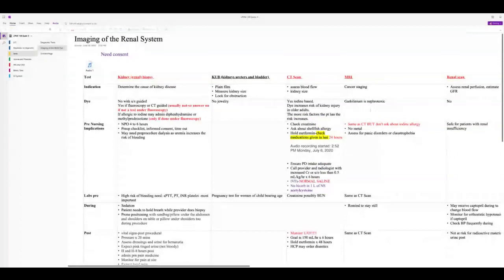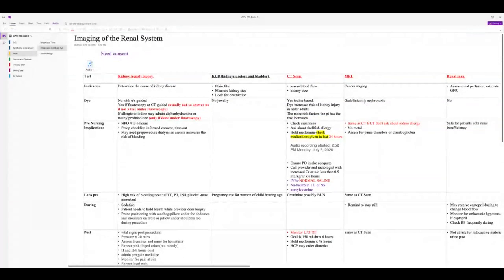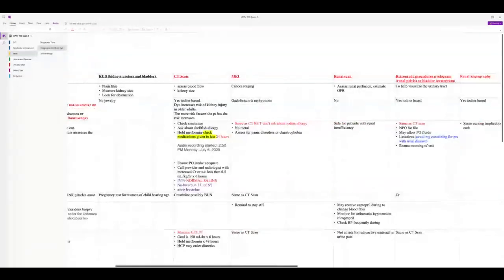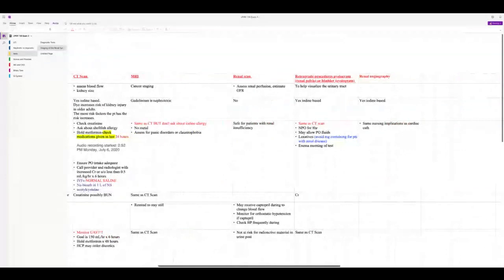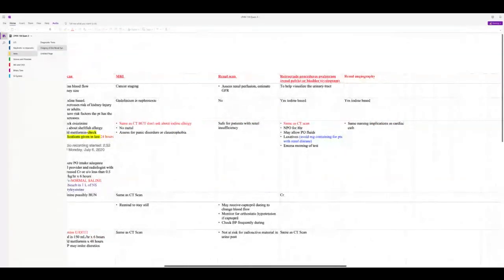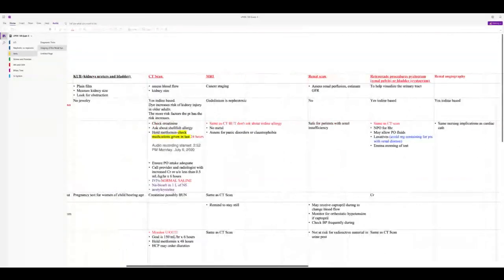MRI, same thing. It has contrast dye, but you don't have to ask about an iodine allergy because it uses a different kind of dye, but it's still toxic to the kidneys. A renal scan is safe to do for the kidneys. A pyelogram or a cystogram has dye, but it's not absorbed by the body, so you don't need to worry about that.